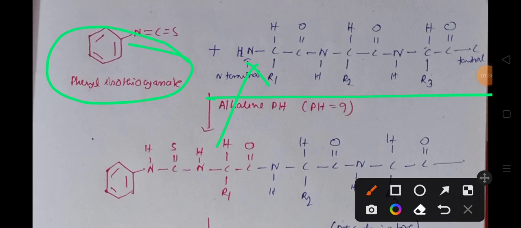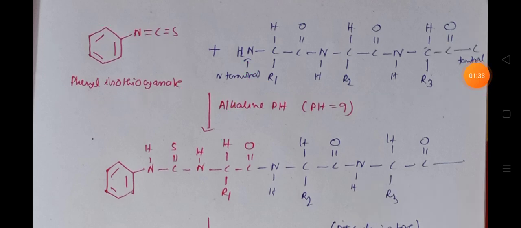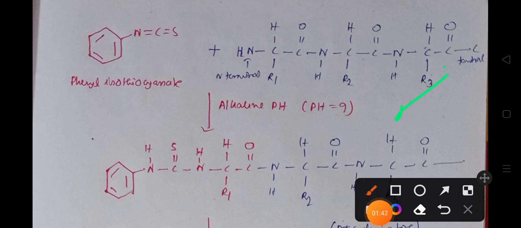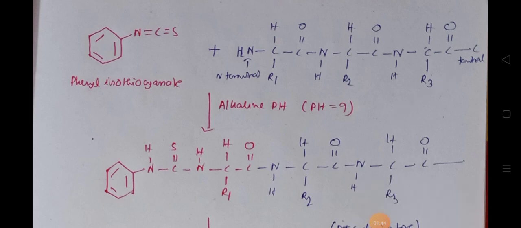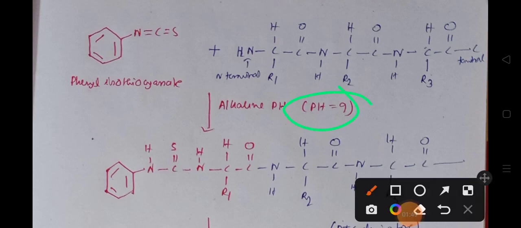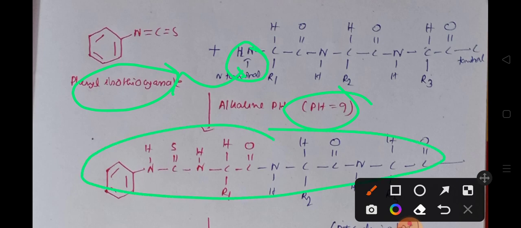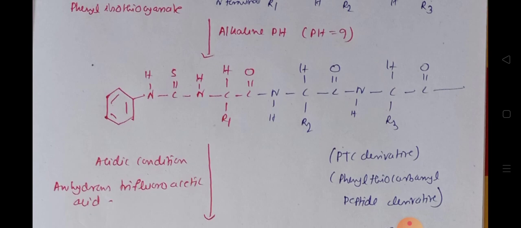It is its N-terminus, and this is its C-terminus, right? So now first, in alkaline pH, which is pH 9, a mild alkaline condition, this phenyl isothiocyanate is going to react with the N-terminus of the peptide, and form a complex which is known as the PTC complex, or phenyl thiocarbamoyl derivative. Okay, or phenyl thiocarbamoyl peptide derivative.